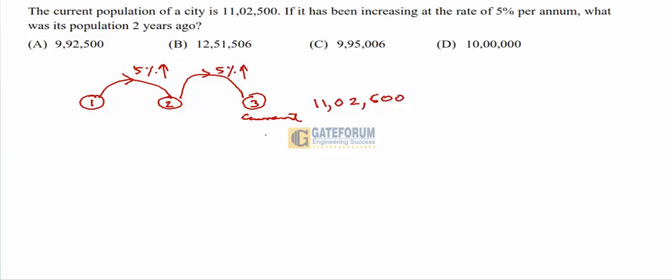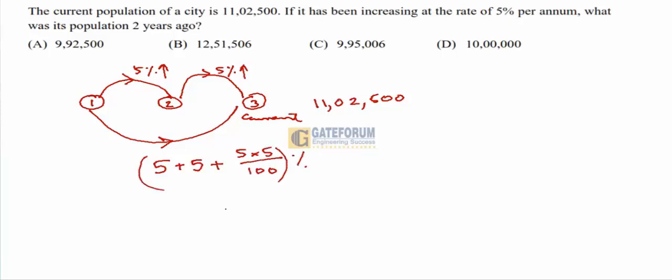So let us find out the overall percentage change. The overall percentage change would be given by 5% plus 5% plus 5% into 5% by 100. This comes from the relation: overall percentage change is A plus B plus AB by 100. So it is very simple: 10 plus 0.25, that is 10.25% is the overall change.